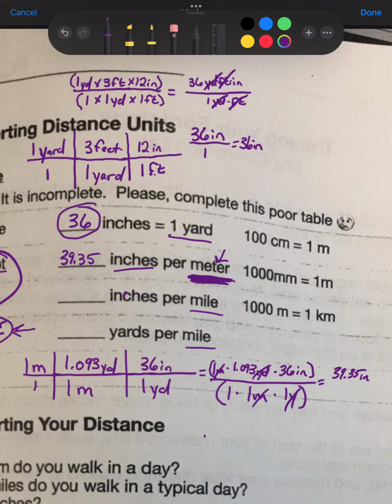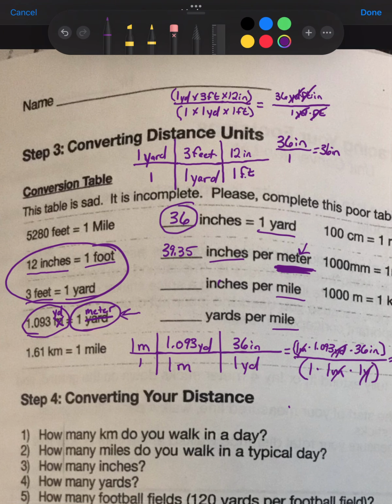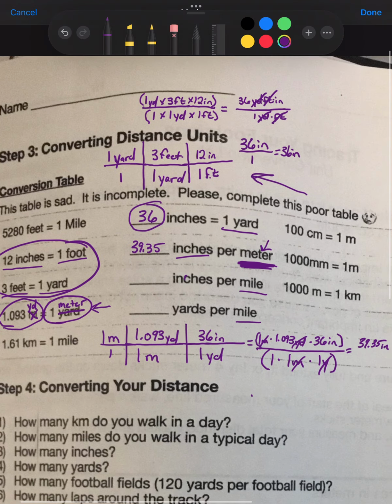So how do you figure out inches per mile? Well, look, you know how many feet per mile, and you know how many inches per foot. So you're going to basically be doing this just with miles. How many yards per mile? Well, you know how many feet per mile, and you know how many feet are in a yard. So similar work. But I want to point something out.